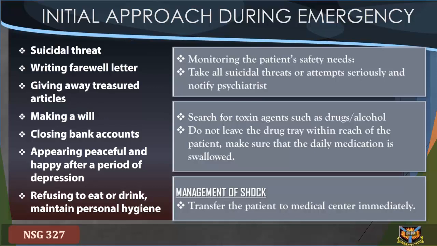4. Search for toxic agents such as drugs or alcohol. 5. Do not leave the drug tray within reach of the patient. Make sure that the daily medication is swallowed. 6. Remove sharp instruments such as razor blades, knives, glass bottles from his environment. 7. Remove straps and clothing such as belts, neckties. 8. Do not allow the patient to bolt his door on the inside. Make sure that somebody accompanies him to the bathroom.